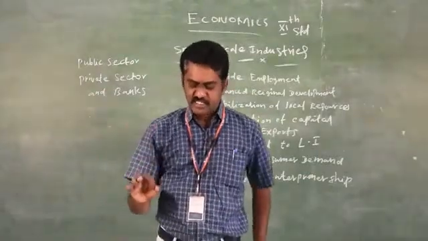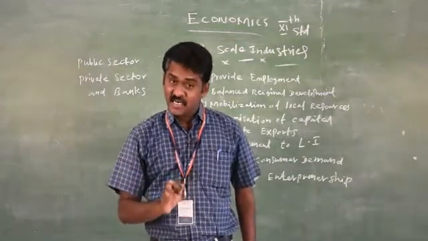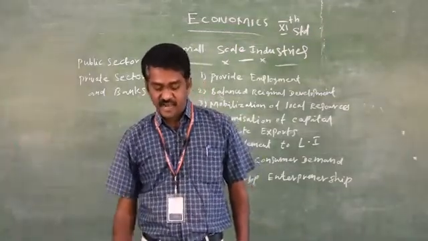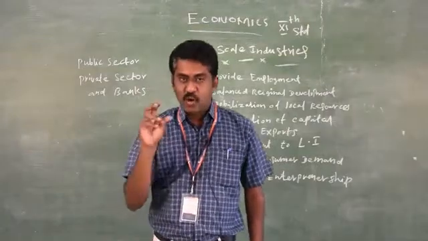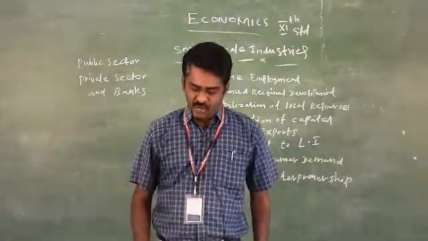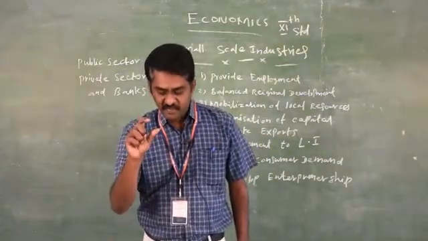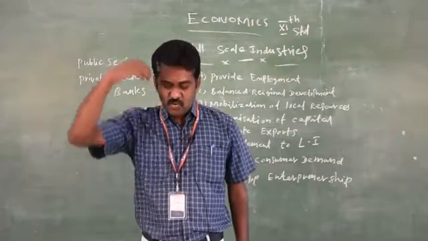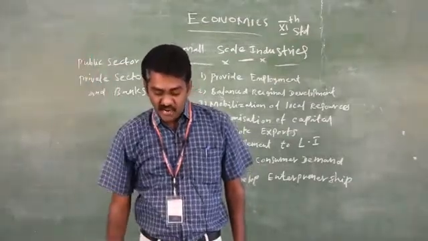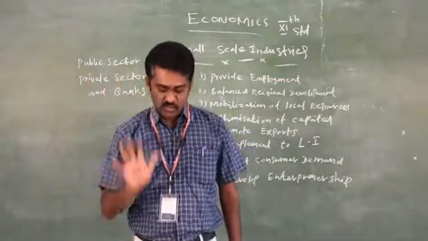So the investment in plant and machinery does not exceed 25 lakhs. Second one, small manufacturing industries. In these small manufacturing industries, the investment in plant and machinery is more than 25 lakhs rupees but does not exceed 5 crores.